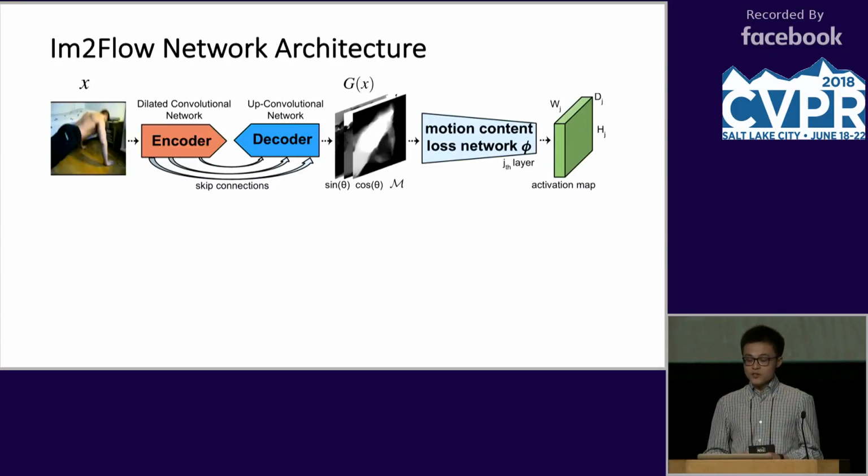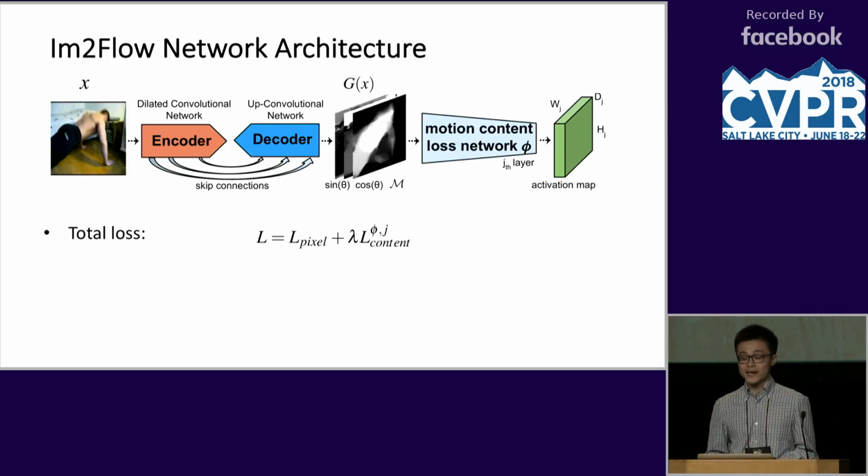We devised a convolutional neural network called ImToFlow to obtain the mapping. Our ImToFlow network is an encoder-decoder network. The network minimizes a combination of two losses, a pixel error loss and a motion content loss. The motion content loss network is fine-tuned for action classification. Using flow images as input, it thus encodes realistic motion, so it's useful for action recognition.